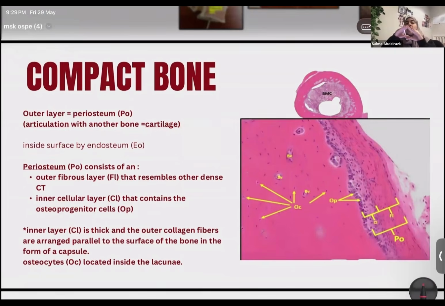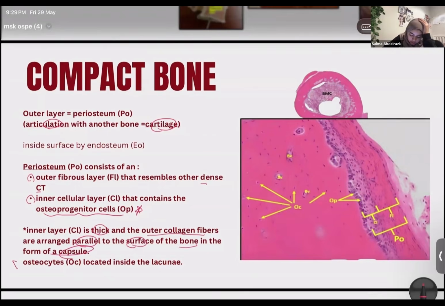First of all, the outer layer of the bone is called periosteum. It's basically articulation with other bones, there's cartilage, but the outer layer of any bone is a periosteum. Inside surface is endosteum. We don't want to know about this. Let's go into details about periosteum. Periosteum is divided into outer fibrous, inner cellular. Outer fibrous resembles other dense connective tissue. Inner cellular contains the osteoprogenitor cells, which is like the start of all the other cells that come out. Outer collagen fibers are arranged parallel to the surface of the bone to form a capsule.